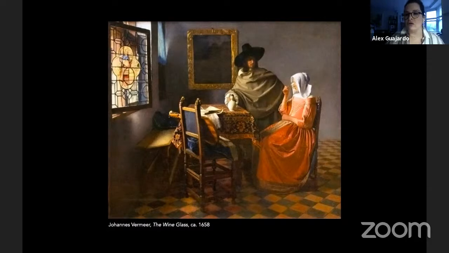window pane over here, or the way that the floor tiles recede into the background, a lot of scientists and artists alike have posited that Vermeer was using a camera obscura in order to create this imagery, which is so technically precise, so technically perfected on a really fine detail.